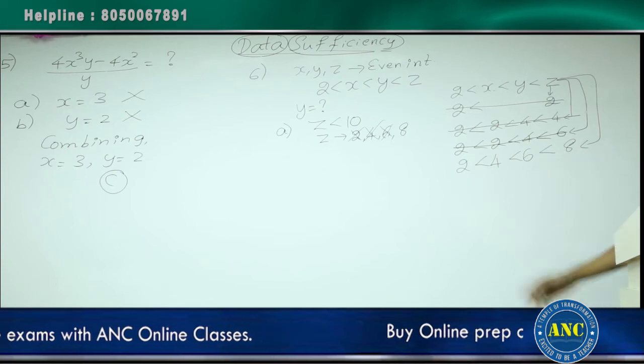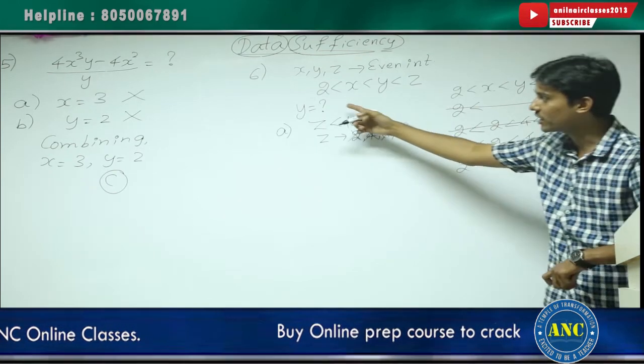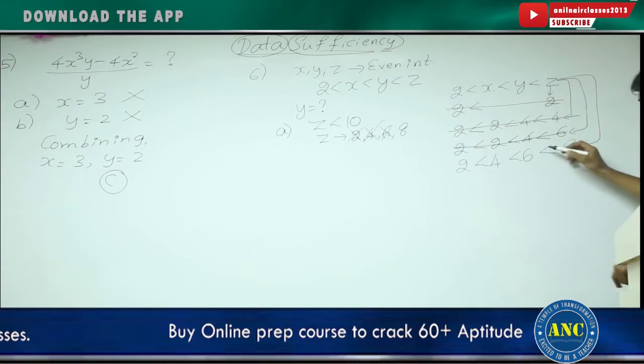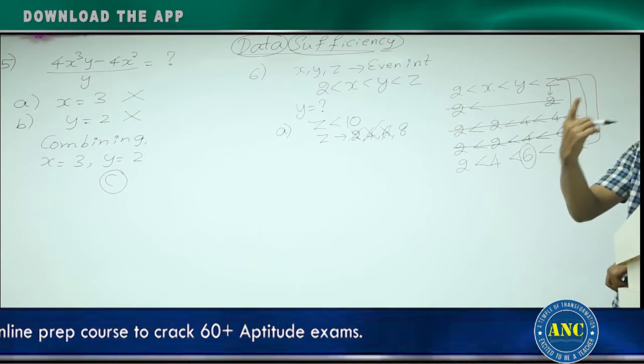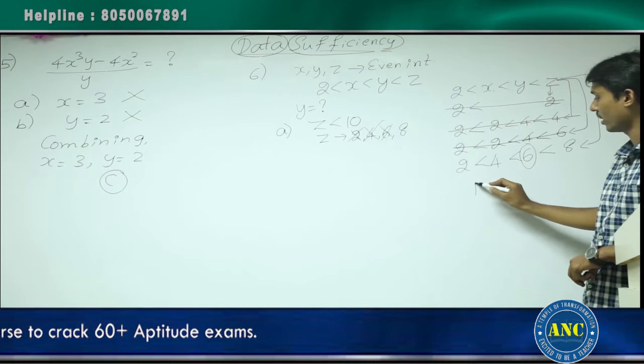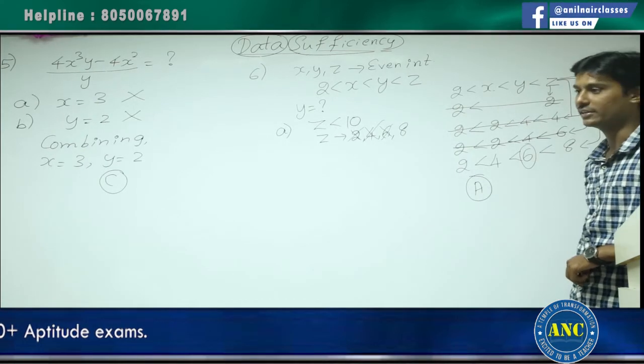4, 6 and 8 are even integers. Understanding? That means what is the value of y is the question. What is the value of y that you are getting? Y is equal to 6. You are getting only one answer when you are taking statement 1 alone. That means the option is option.